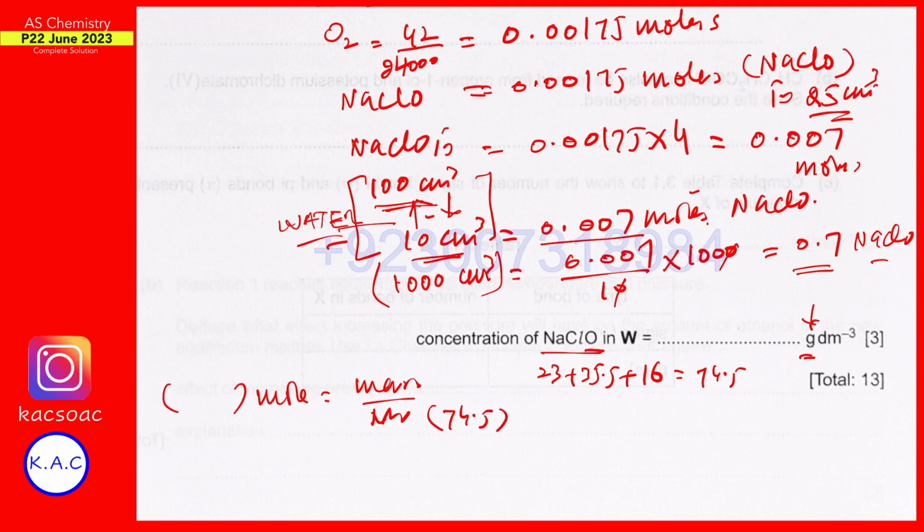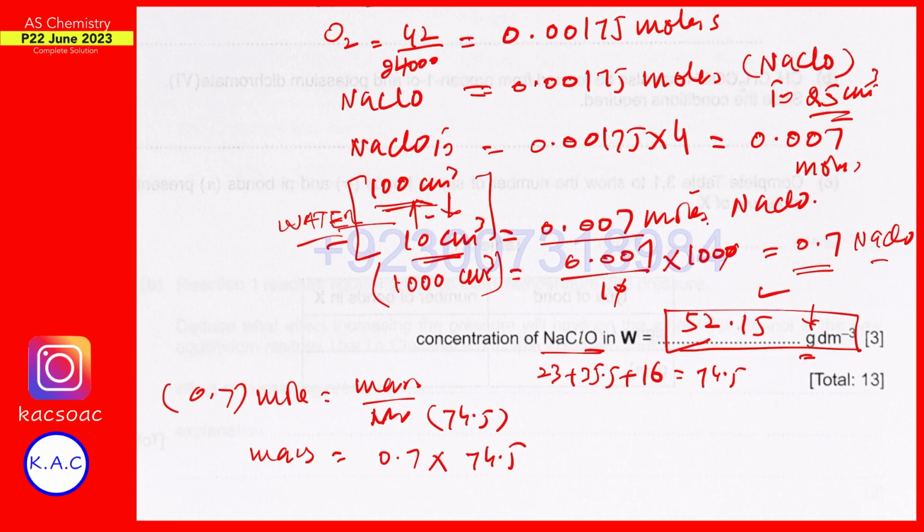And you know mole is equal to mass over Mr, and Mr is equal to 74.5, mole is equal to 0.7. What will be the mass? Mass will be equal to 0.7 multiplied by 74.5. And the answer is 52.15 grams per dm³. This is the final answer.